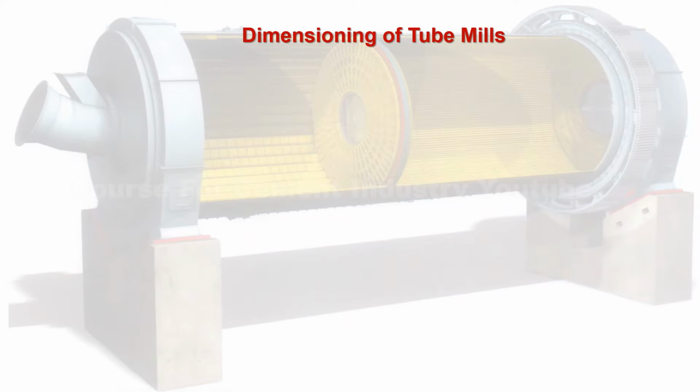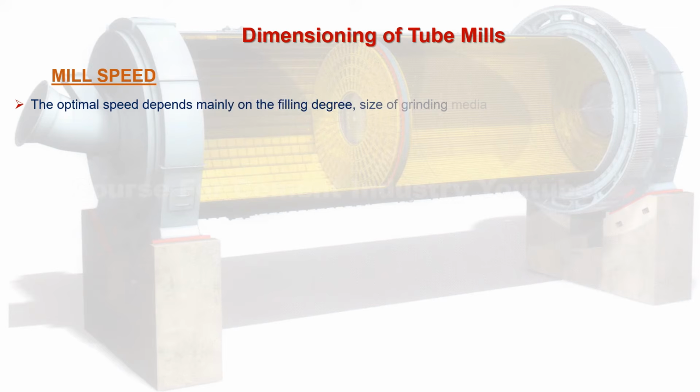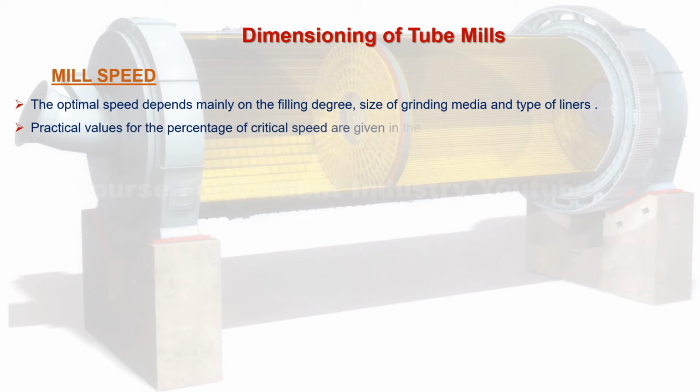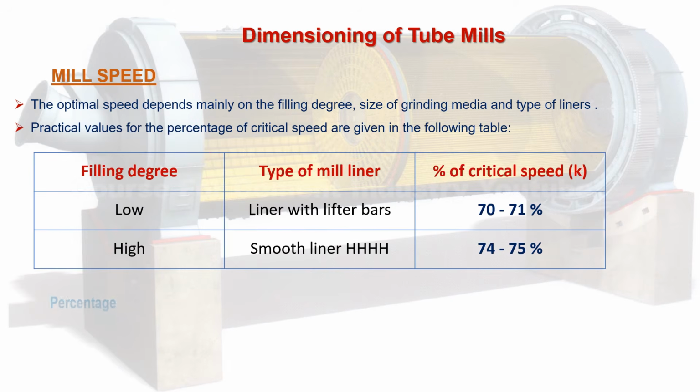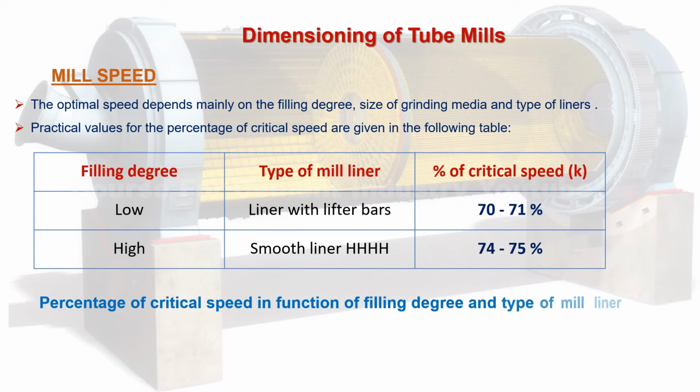Let's follow together the mill speed. The optimal speed depends mainly on the filling degree, size of grinding media and type of liners. Practical values for the percentage of critical speed are given in the following table. This table shows the percentage of critical speed as a function of filling degree and type of mill liner.